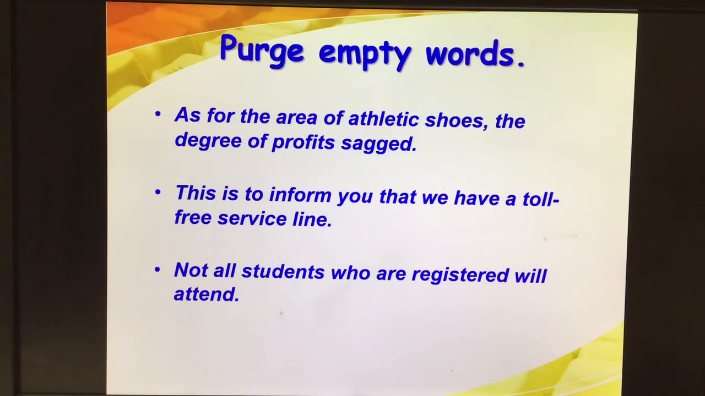This is to inform you that we have a toll-free service line. Not all students who are registered will attend. That this is to inform you is one of this email will so-and-so. I'm writing this email because so-and-so.